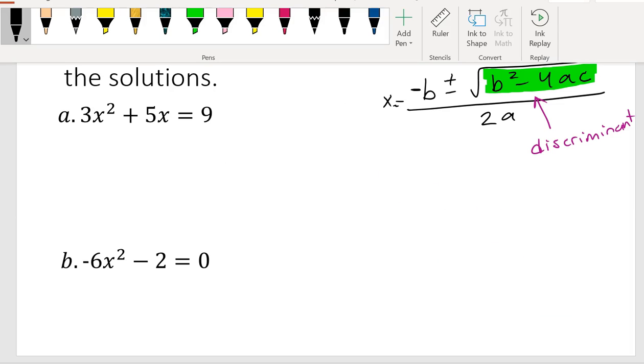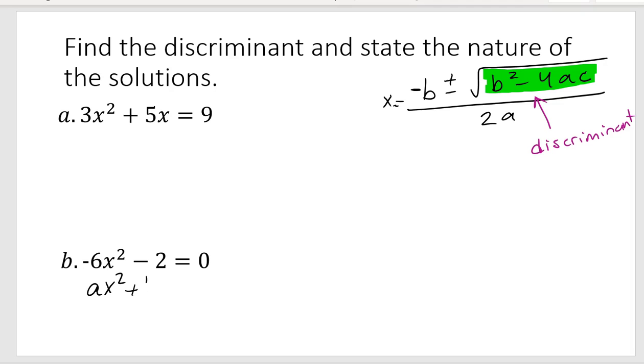Our next problem, it's already equal to 0. So we're trying to figure out what a, b, and c are. A is the coefficient in front of x squared, so negative 6. B, x. There is no x term, so our b is 0, and our c is a constant by itself, negative 2. We know that our discriminant is always b squared minus 4ac, always. So let's evaluate it for these values.